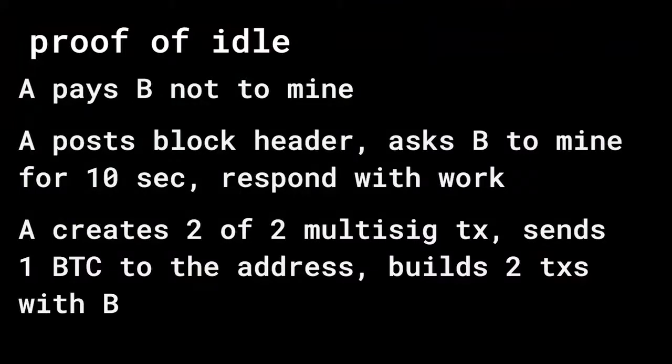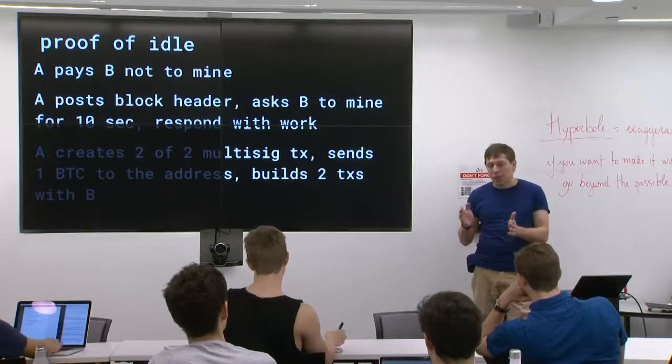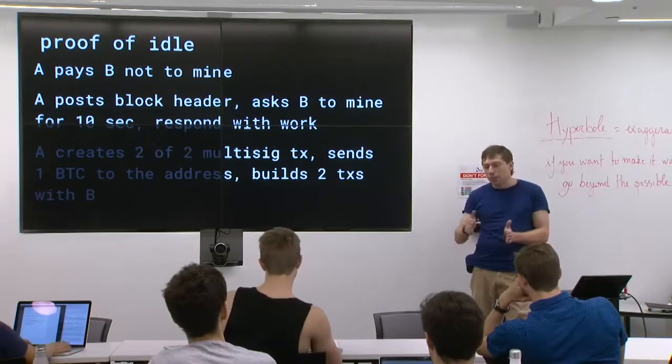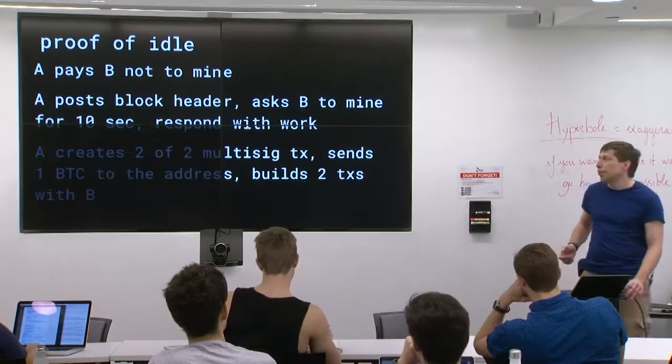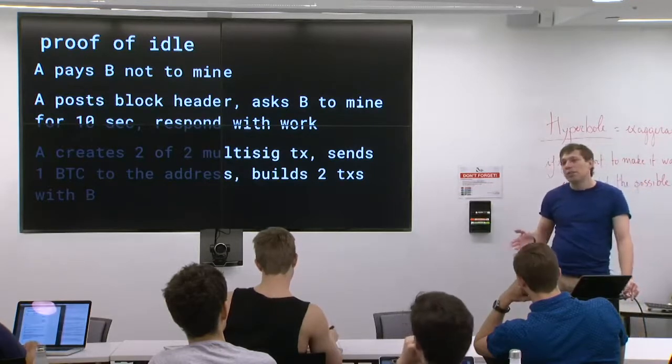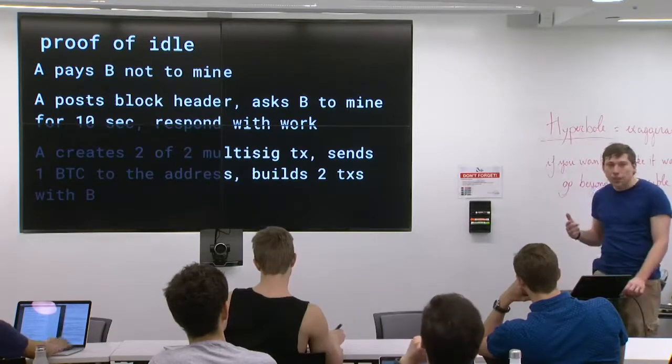So A posts a block header at a specified time and says, okay, B, mine for 10 seconds and give me your 100 best shots, right? So in Bitcoin, you have this fixed difficulty and you just say, okay, anything below this block hash is valid. But you could make one where you say, hey, give me your best 100 and I can then extrapolate or interpolate from that what your hash rate is.